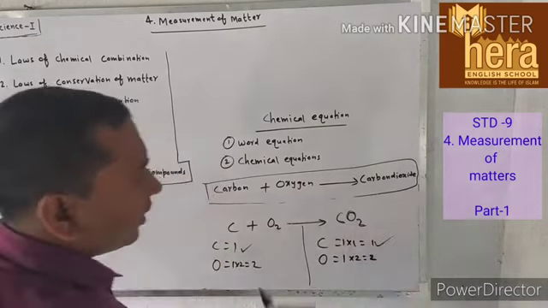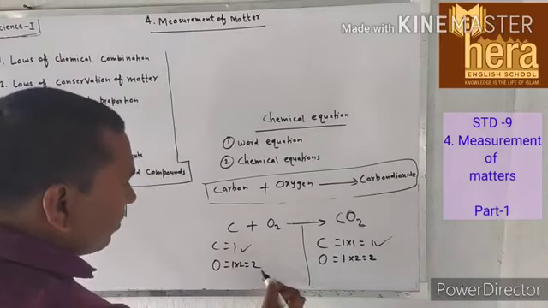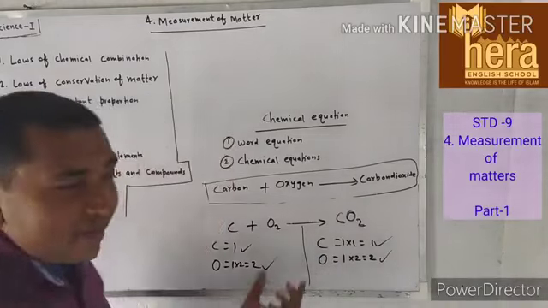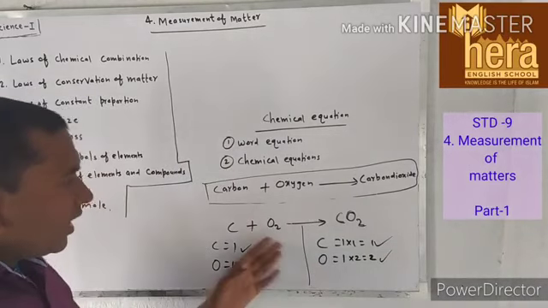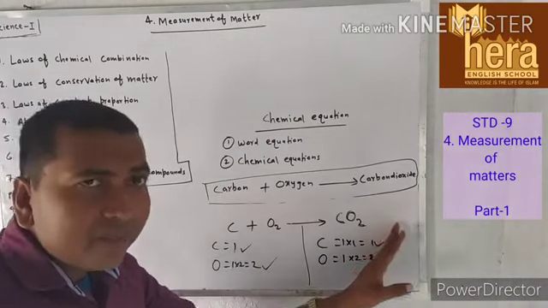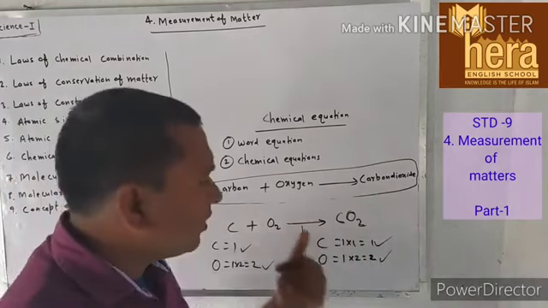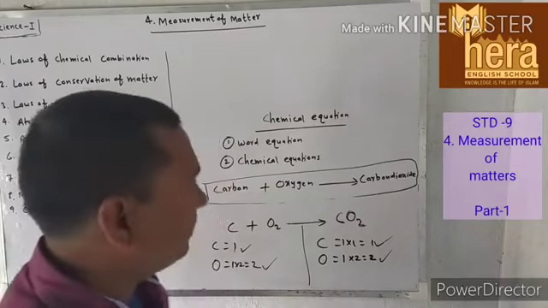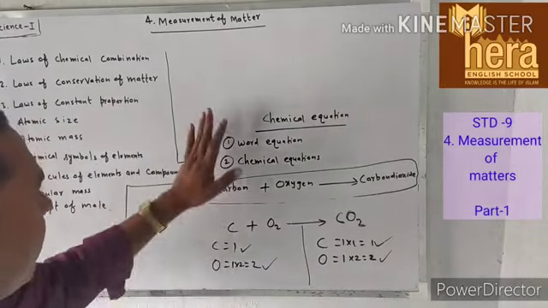See, carbon in the reactant side is 1. In the product side, the number of carbon is 1. In the reactant side, oxygen is 2. Product side oxygen is 2. It means the number of atoms in the reactant side and the number of atoms in the product side are both equal. That's why this chemical equation is a balanced chemical equation. Okay. So this was the basics.